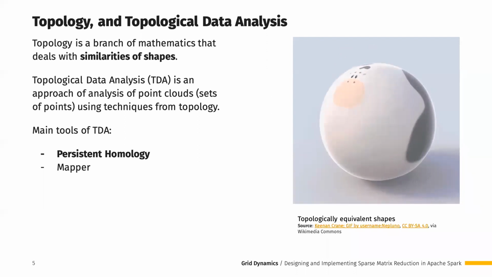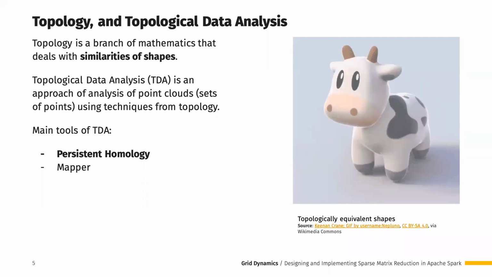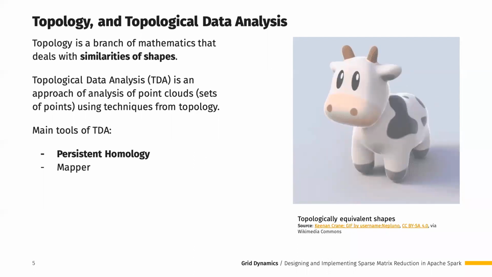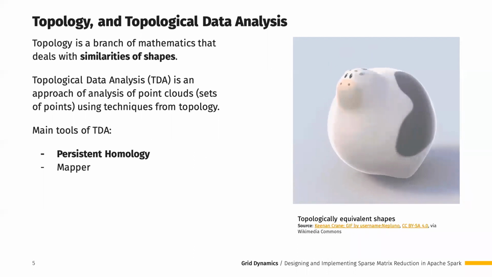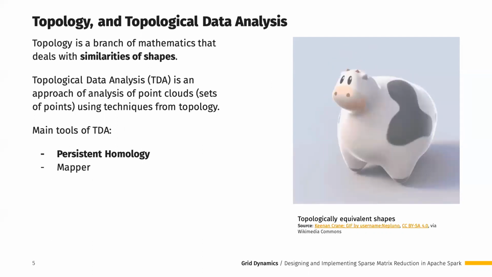And topological data analysis is then an approach of analysis of point clouds, so just a set of points, using techniques from the classical topology. And TDA, or topological data analysis, has two main branches, two main tools. One is persistent homology, and the other one, mapper. About mapper, we are not going to talk today, but persistent homology, yes.